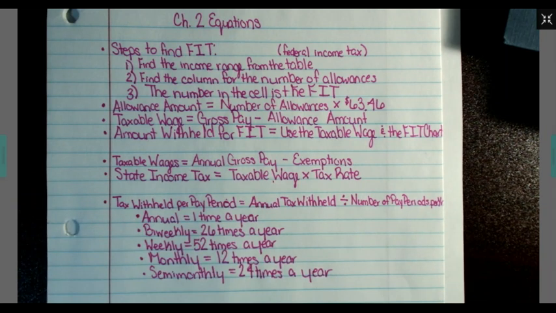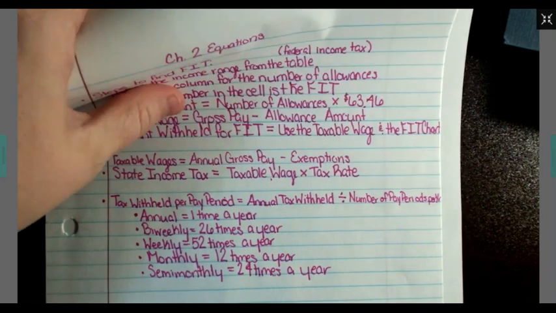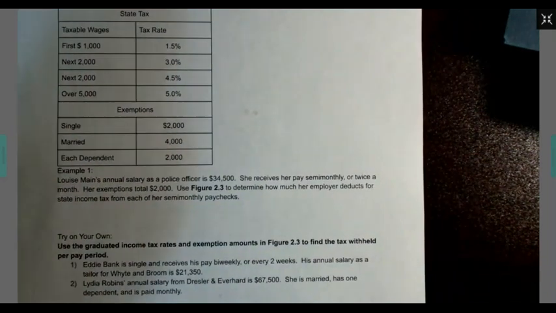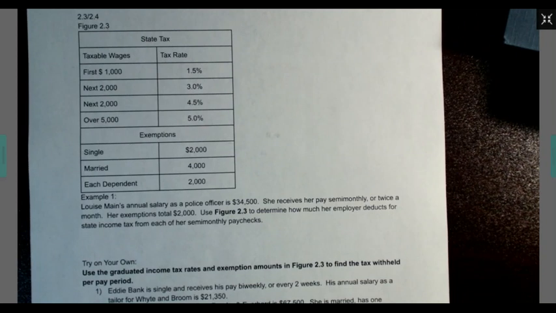All right, let's go ahead and take a look at our example. We are introduced to this figure 2.3. It says our state taxable wages, 1.5% on the first $1,000. The next $2,000 is 3%. The next $2,000 is at 4.5%. And anything over $5,000 is taxed at 5%.